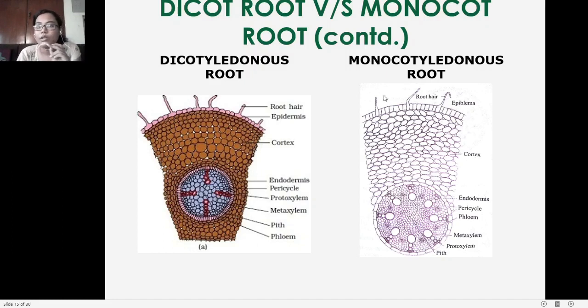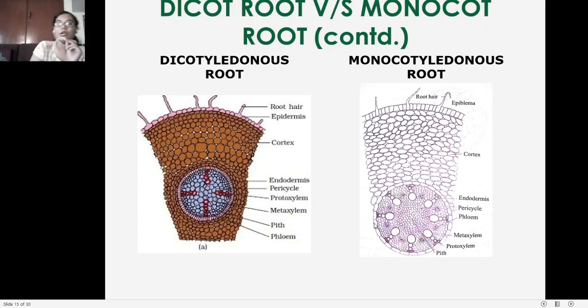Okay, as you can see, in monocot root the basic structures are similar to dicot roots. Monocot roots also have epiblema. Epiblema means the epidermis here. So epiblema and epidermis are both the same thing. So epiblema, root hair, then the cortical layer ending in endodermis, pericycle, and then the vascular bundle. The only difference between the two is that in monocot root the pith is very large and well developed, but in dicot root the pith was very small.